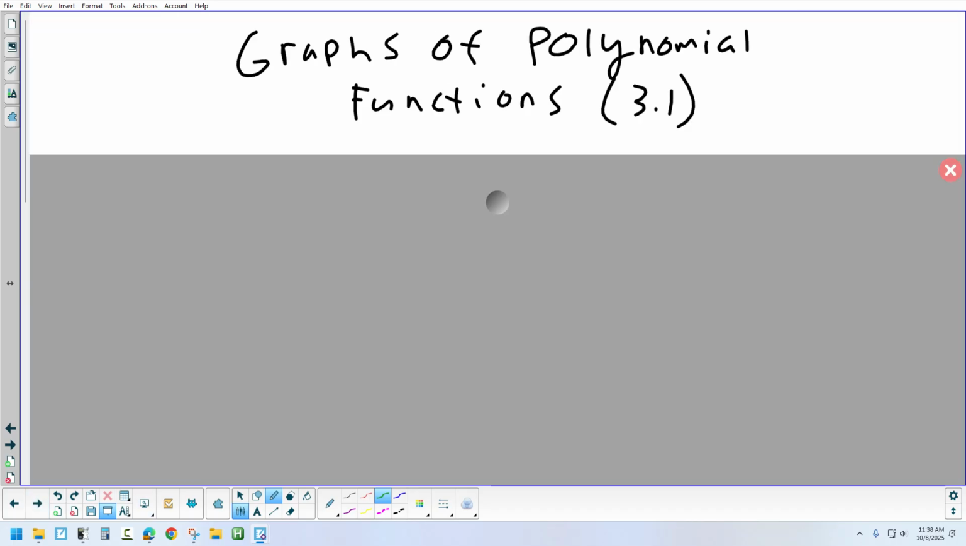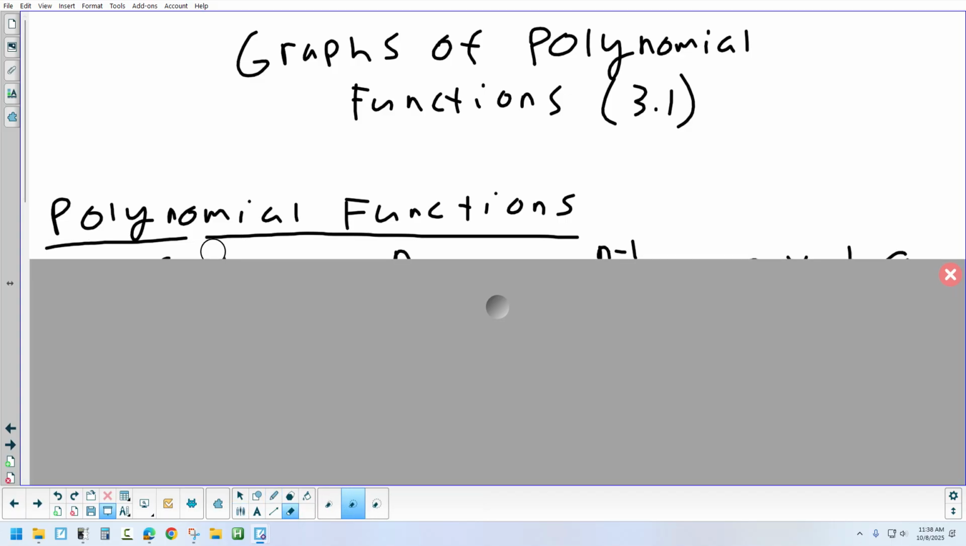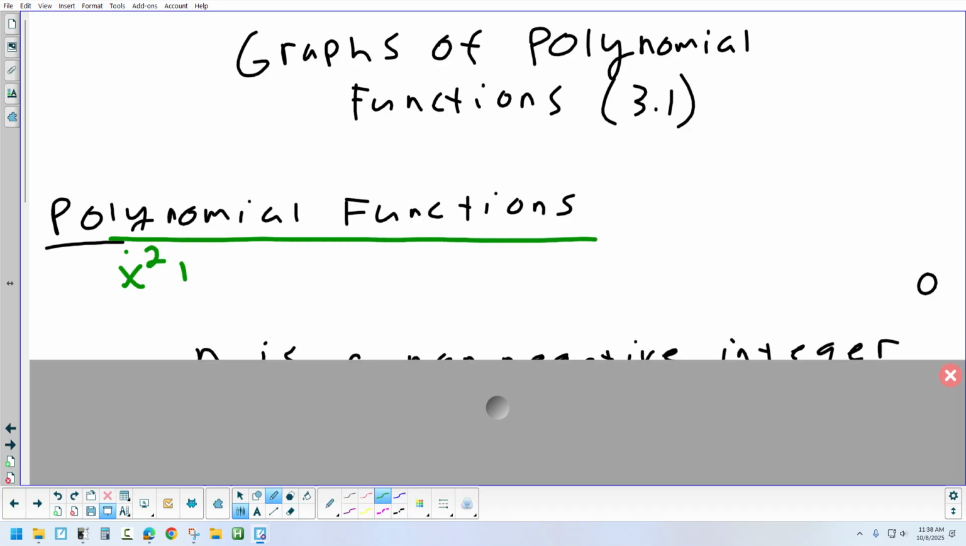Okay, so last thing we'll take a look at is actually more on the graphing calculator, which is section 3.1, graphing polynomials. So first of all, what's a polynomial? Well, polynomials look something like this. That's a quadratic polynomial. That's a linear polynomial.